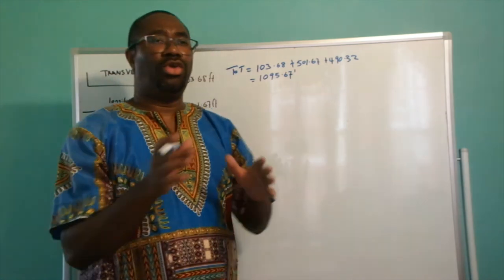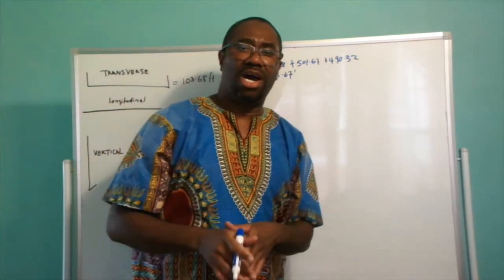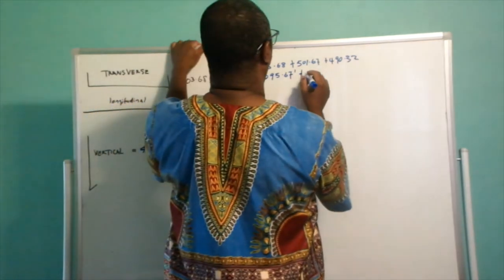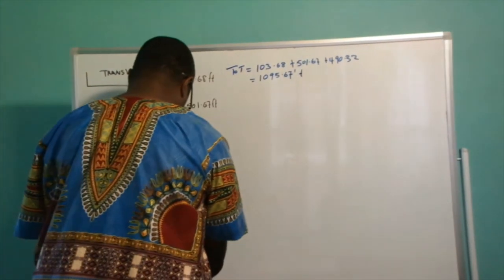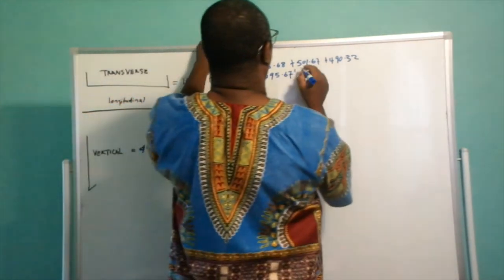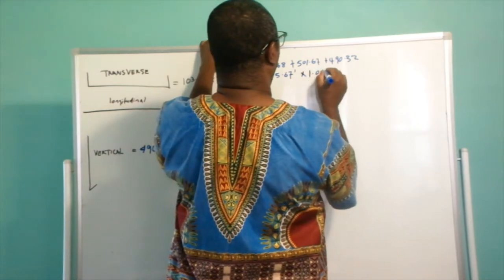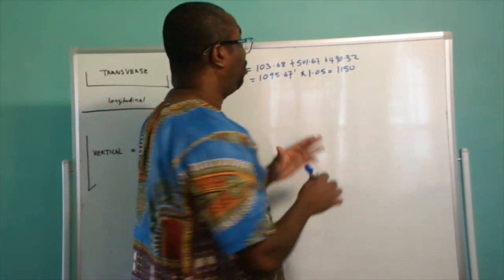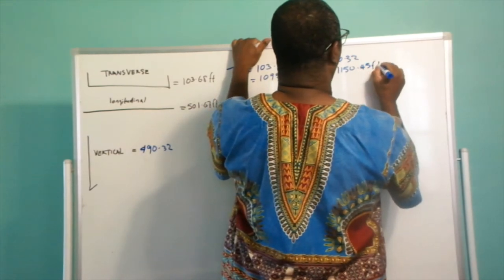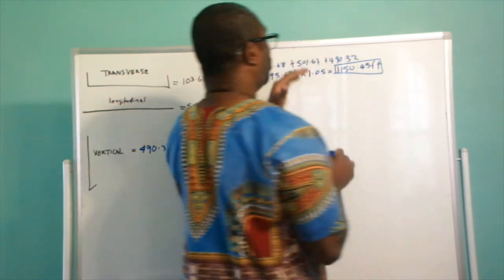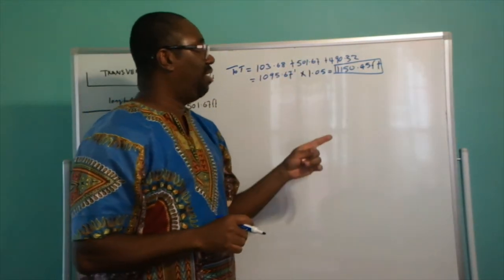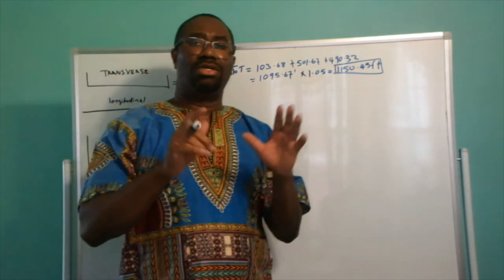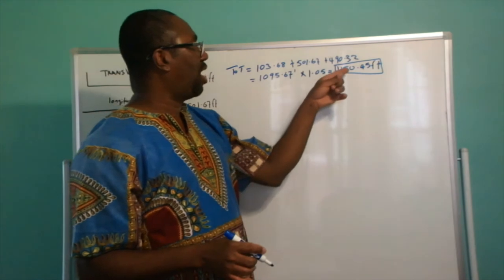Now, when you're working out steel reinforcement, you have to take into consideration waste. Some of it is going to waste. So we usually affix a waste factor of 5% to our steel. So we are going to add 5% of this. So we're going to times this by 1.05, and this works out to be 1150.45 feet. So our total length is going to be 1150.45 feet.